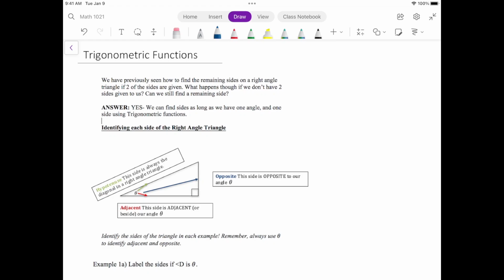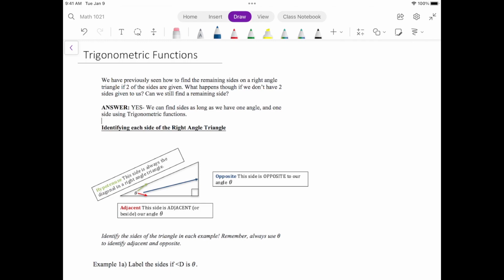Hello everybody, in today's video we are going to be looking at trigonometry and how to solve for a side length or an angle when we only know one side. So previously we've looked at right angle triangles and how to find the third side if we know two of the sides using Pythagorean theorem. But today we're going to look at what we do if we only know one side. We can still solve as long as we know one of the angles.